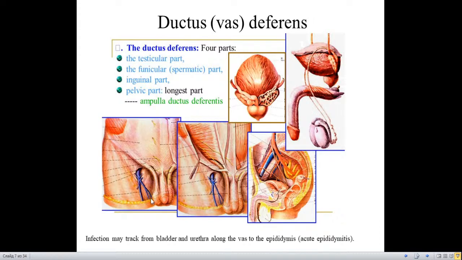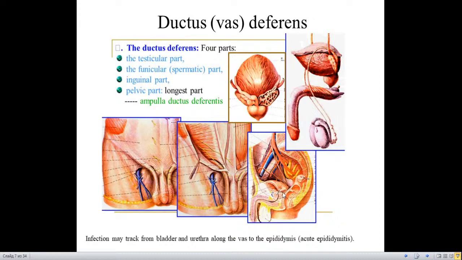Let me show you here. You see in this picture that is the spermatic cord which contains ductus deferens. So this part of ductus deferens is the spermatic or funicular part, and this cord passes through the inguinal canal together with vas deferens. So its segment passing through the inguinal canal is known as the inguinal part. It is here. And after that, when it exits the deep inguinal ring, look, it is present here. After the deep inguinal ring, here is ductus deferens.